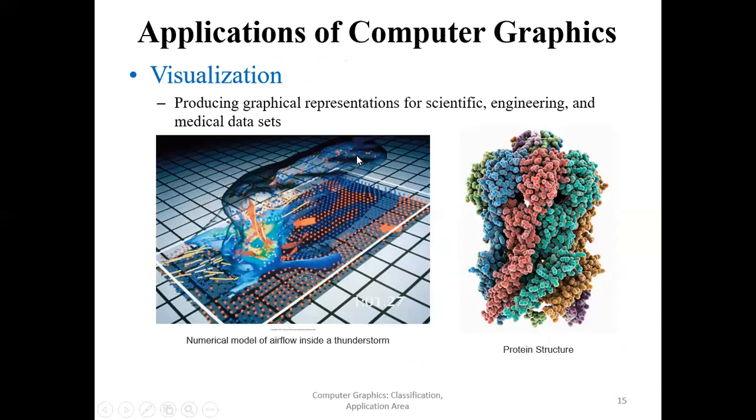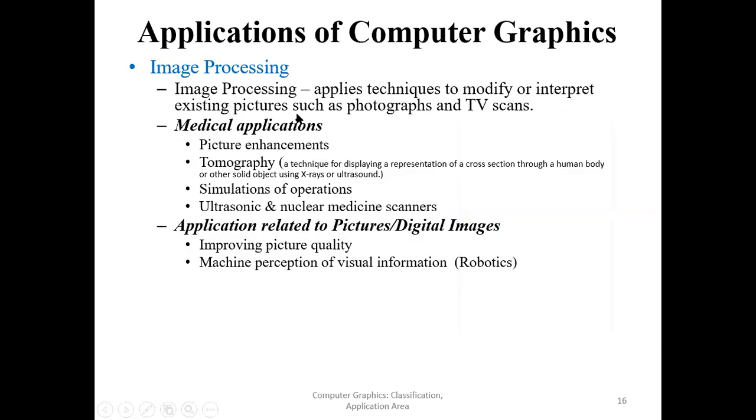Then there is visualization. We use computer graphics to visualize complicated structures, for example DNA, RNA. We can use graphics to generate models for that. Here we have two examples. You see protein structure, numerical model, airflow inside a thunderstorm. So we can use graphics visualization in the field of scientific, engineering, and medical data sets.